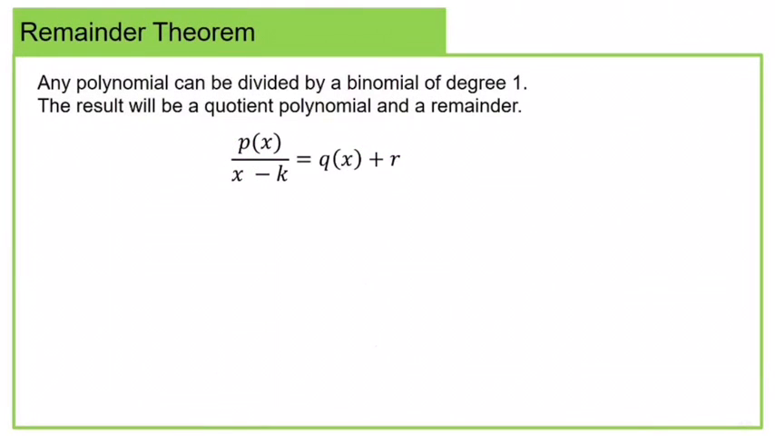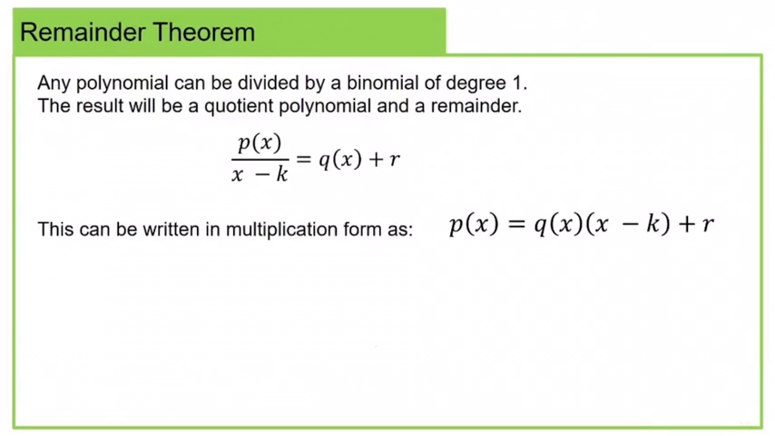Okay, let's generalize that a little bit. This is what we just saw. We can take any polynomial and divide it by this first degree binomial, and we're always going to get a quotient and a remainder. Our remainder might happen to be 0, but we always end up with quotient and remainder.